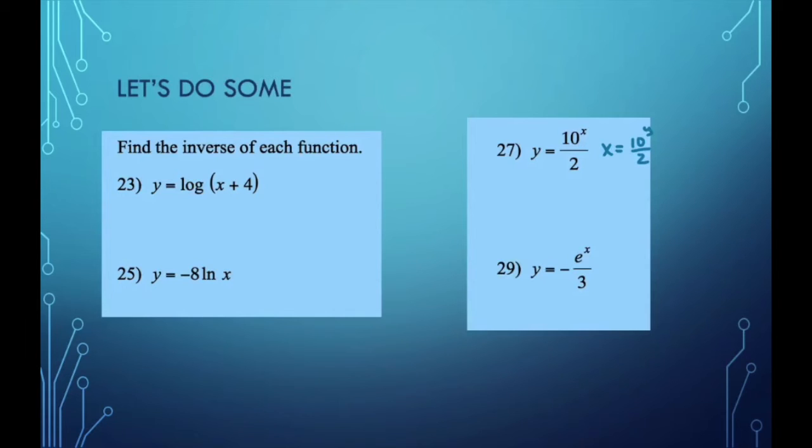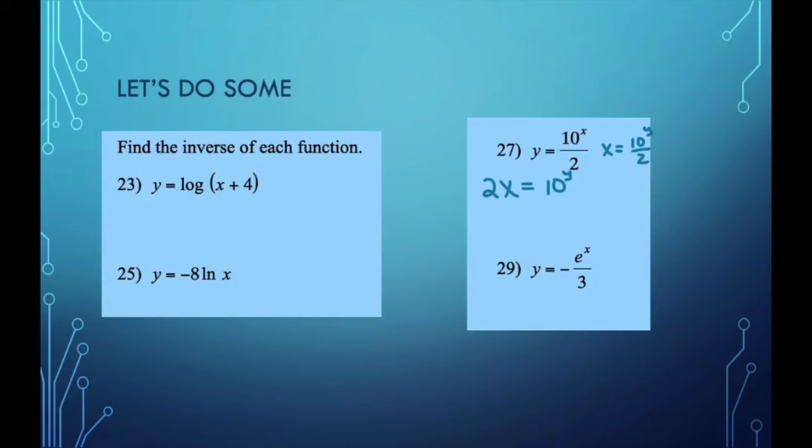I'm solving for y. I need to get the 2 out of there. What am I going to do? Multiply. So I'll have 2x equals 10 to the y. Since I'm dividing by the 2, to get it over there, I will be multiplying. And 2 times x is 2x.